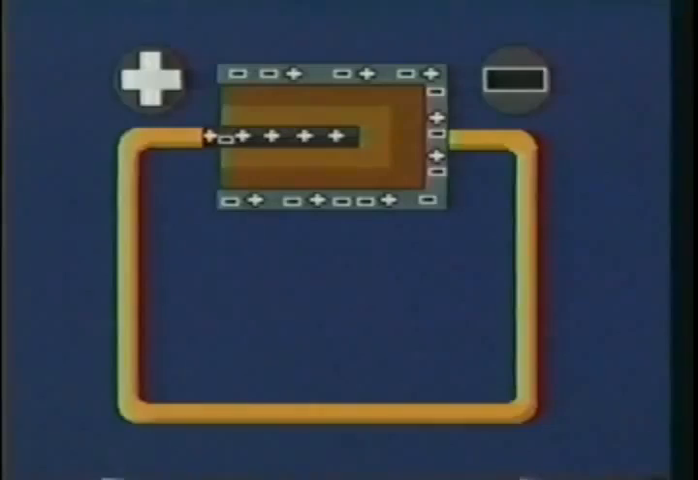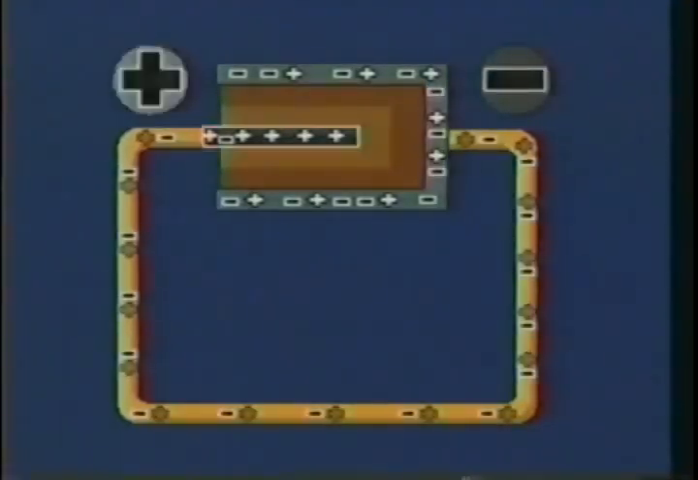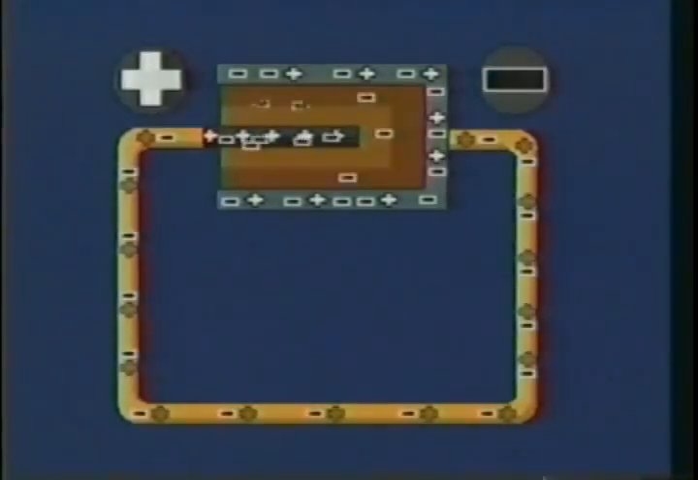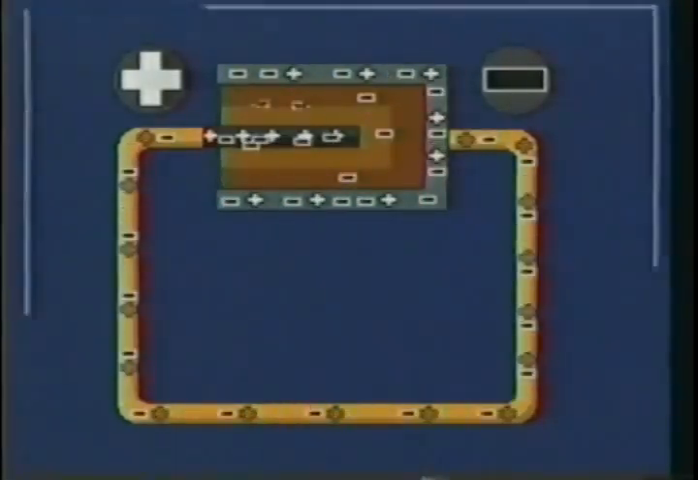If we use a conducting wire to connect the negative zinc electrode to the positive graphite electrode, electrons will flow from the zinc to the graphite. As electrons are removed from the zinc by the conductor, the chemical reaction inside the cell transfers more electrons to the zinc.